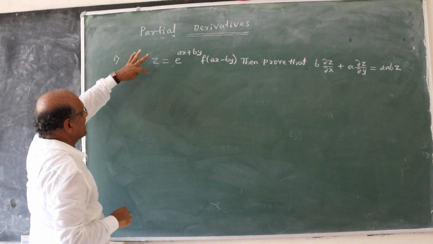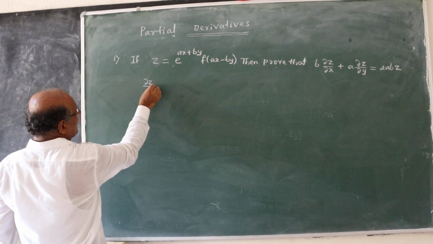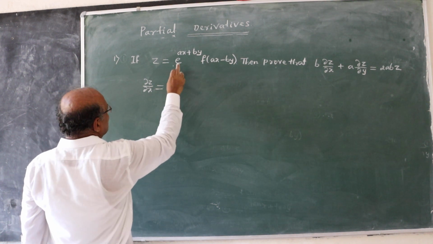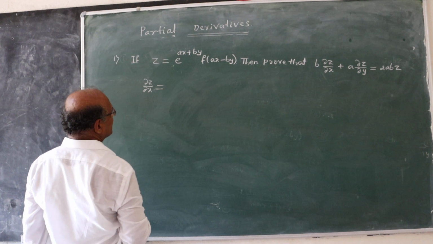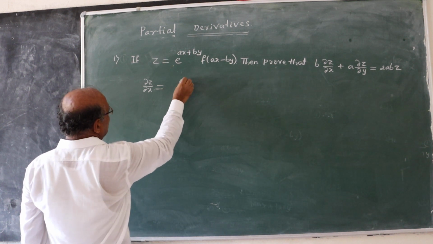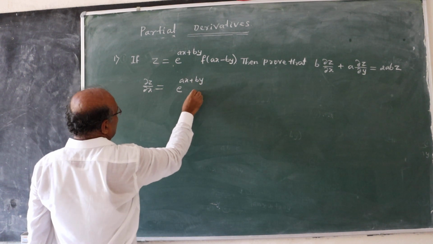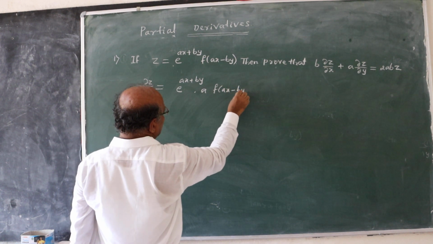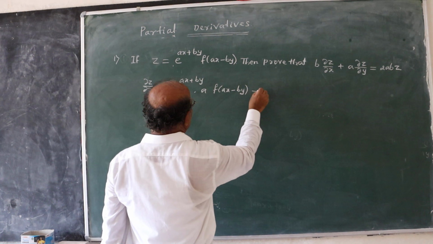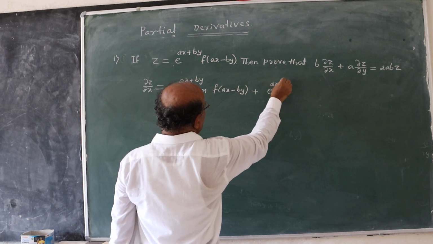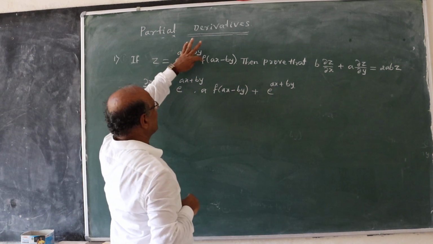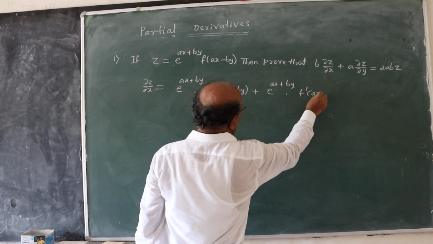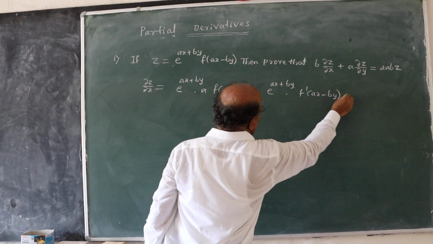First, you differentiate z partially with respect to x, that is dou z by dou x. Dou z by dou x is equal to differentiate e raised to ax plus by partially with respect to x, which is e raised to ax plus by into a, and f of ax minus by as it is, plus e raised to ax plus by as it is, differentiate f of ax minus by partially with respect to x, that is f dash of ax minus by into a.